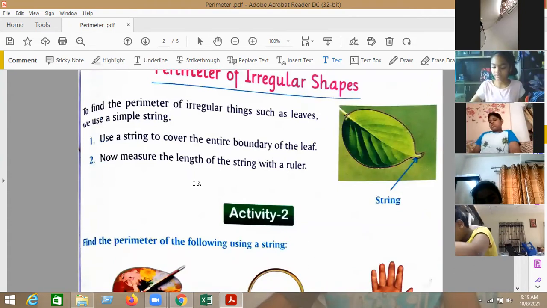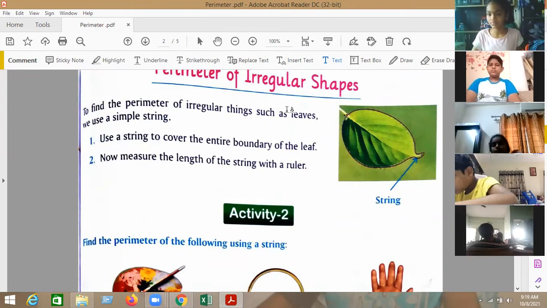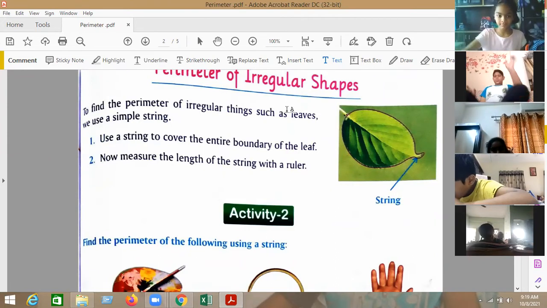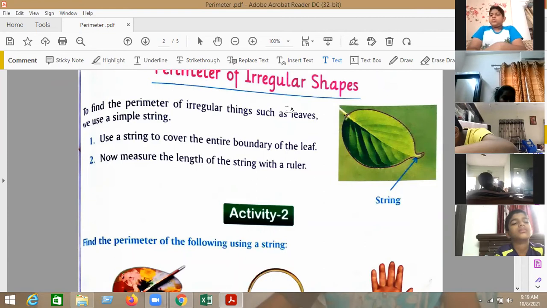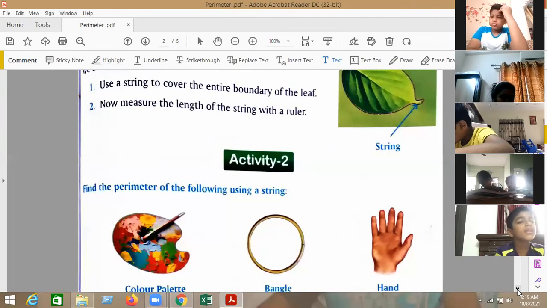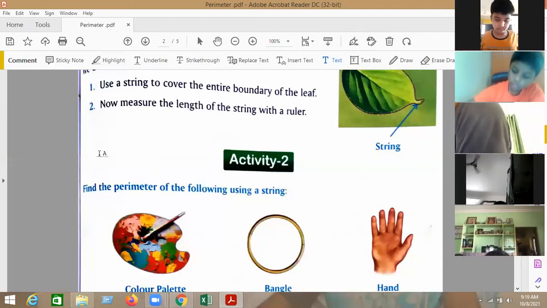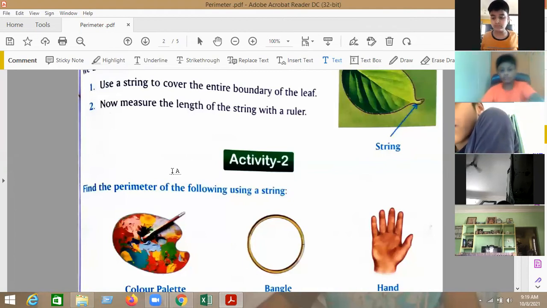Ritika, now listen to me. Children, if your pencil box is an irregular shape, yesterday I showed you how to measure an irregular shape with a leaf. So what you should do, Ritika, now you got it. Take a thread and measure it. After measuring, you measure the thread with a scale. In the same way, do activity 2 also, children. This is also homework.